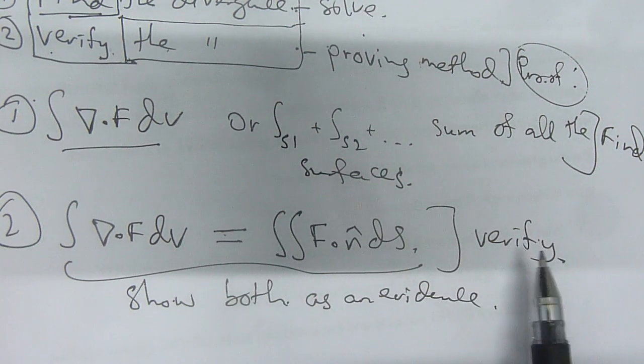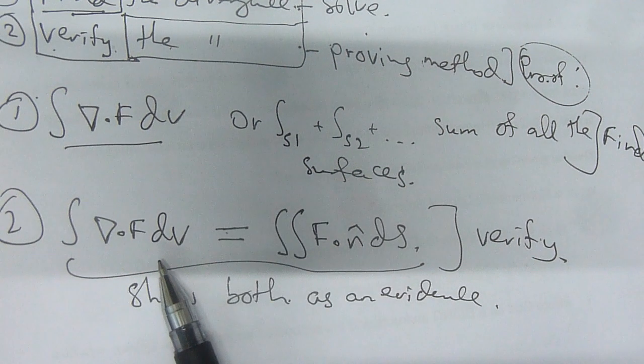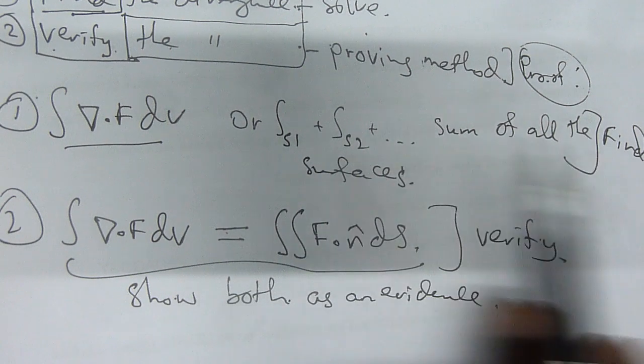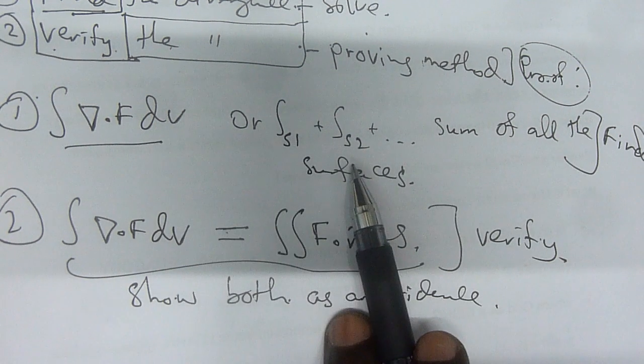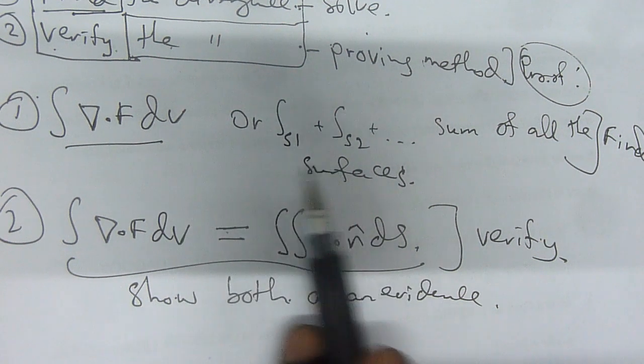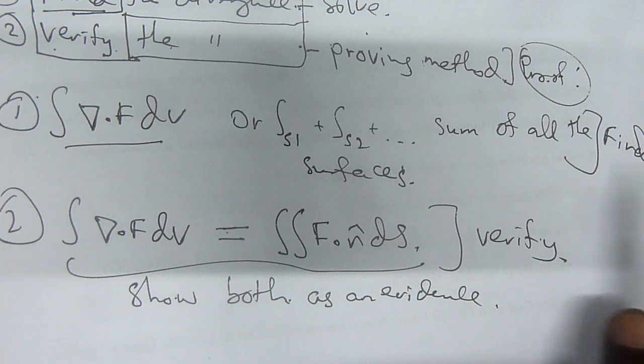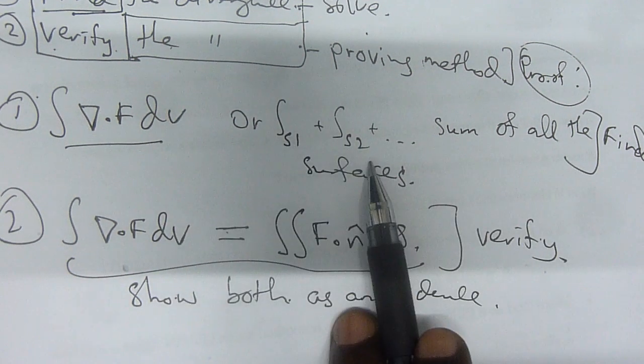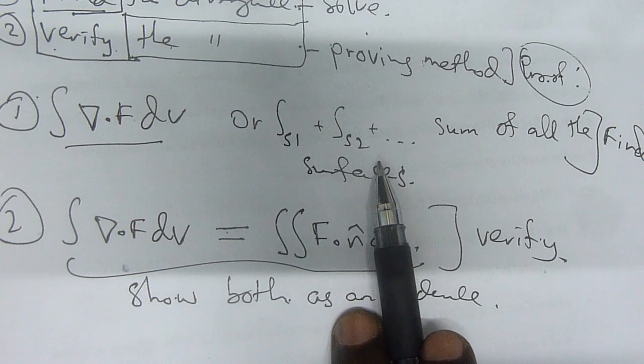If the question asks you to verify, you need to show both. If the question asks you to find, you need to choose either one of these, whichever method you can choose. And not necessarily both, you need to be smart. If the question asks you to find, please don't do both. You are wasting your time.